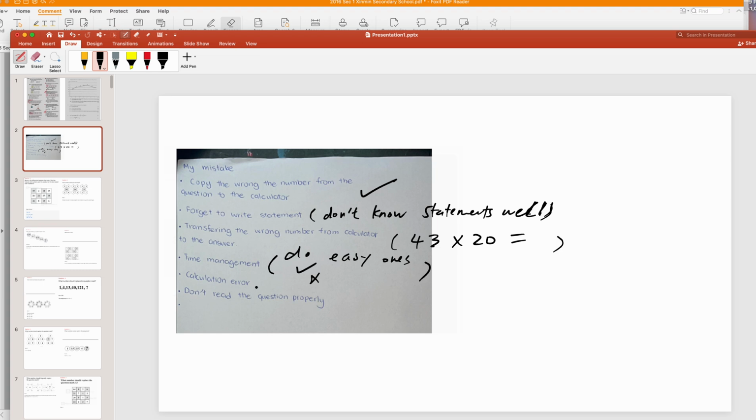So calculation error. Calculation error is when you use a calculator, then how to get calculation error? No, but sometimes you're not allowed to use. Then by the end of the year, I think going forward you should be able to use calculator most of the time. I mean all the time already.